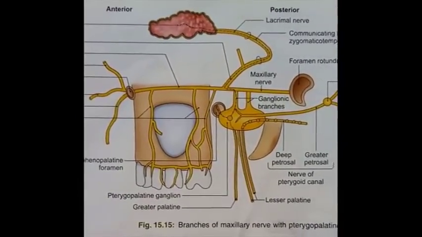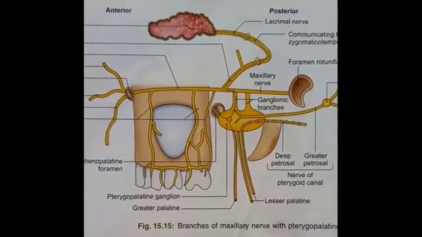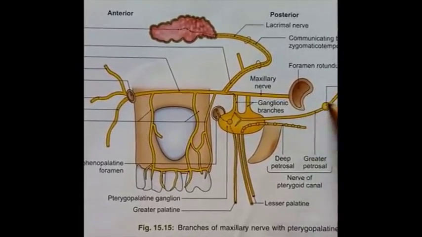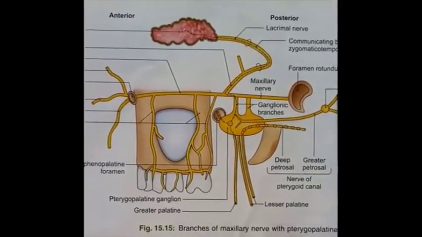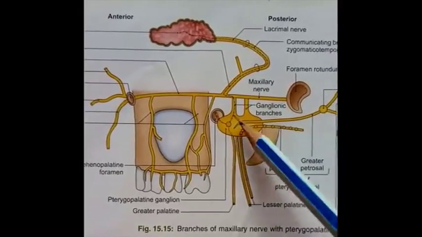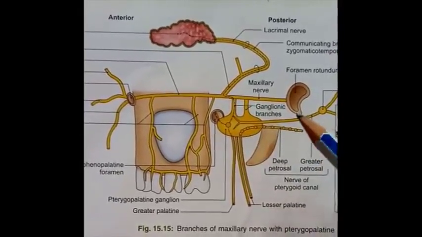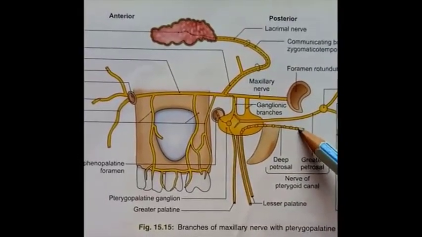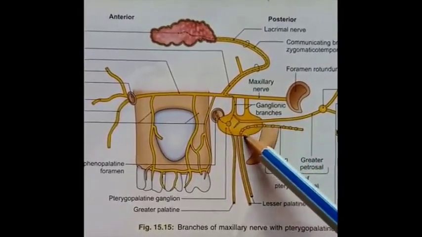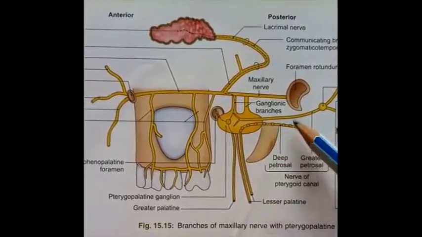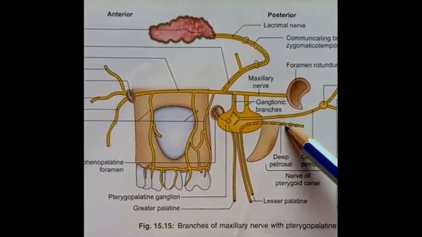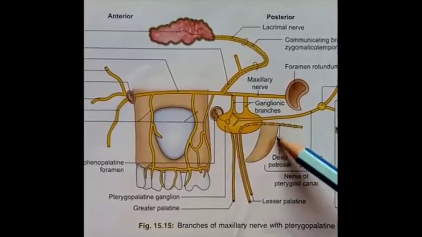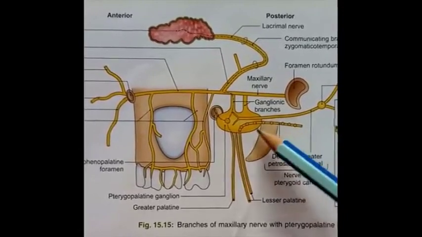So this ganglion is formed by parasympathetic nerve, that is greater petrosal branch of the facial nerve. It is coming from brain. So it is parasympathetic root of the ganglion. This is the ganglion. Then second is the sympathetic root. Sympathetic root means the nerve fibers which are coming from the spinal nerves or spinal ganglia. So this deep petrosal nerve, it is the sympathetic root of the ganglion.